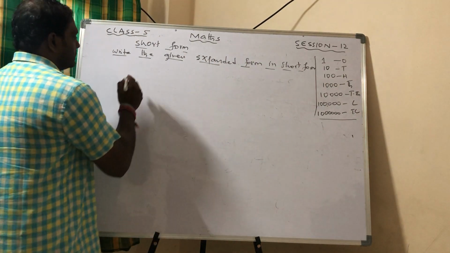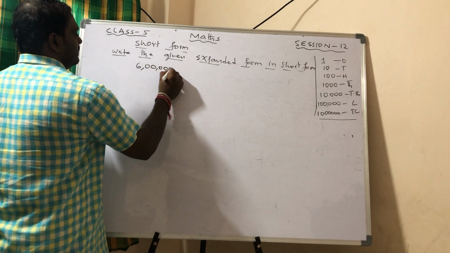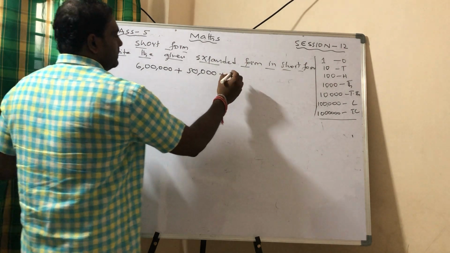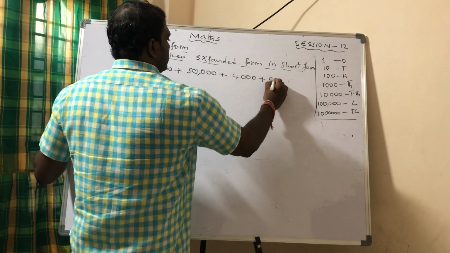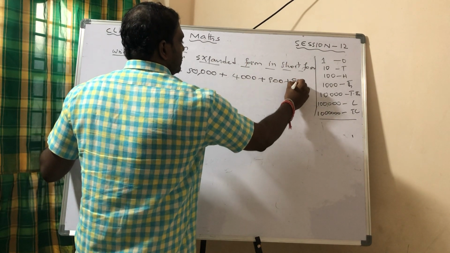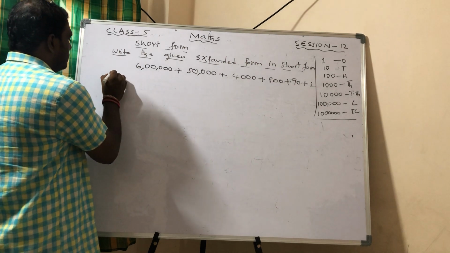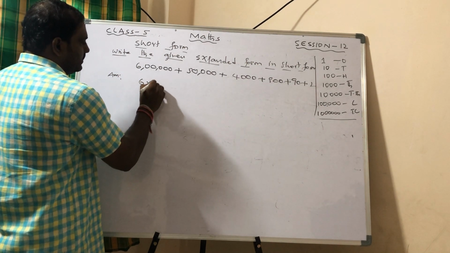Right? Next question. 6 lakhs plus 50,000 plus 4,000 plus 800 plus 90 plus 2. So as usual, the answer: this can be written as 6 into 1 lakh.